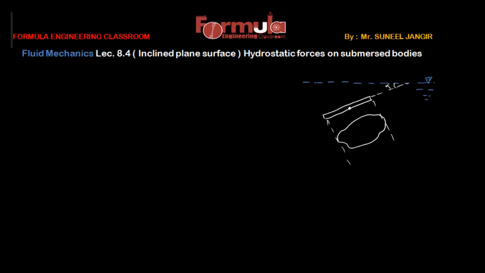Now to solve this type of case, let's try to solve this case according to the previous case, that is the vertical plane surface. What is that meaning? Let's suppose this free surface I'm defining as surface OO, and I'm considering an imaginary free surface of fluid that is exactly perpendicular to this plane surface.